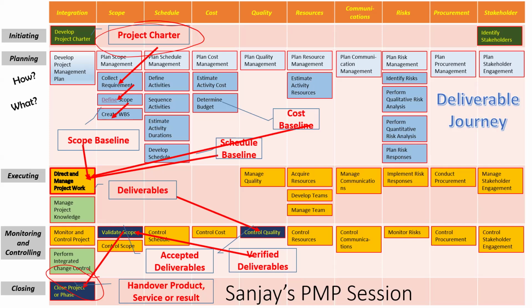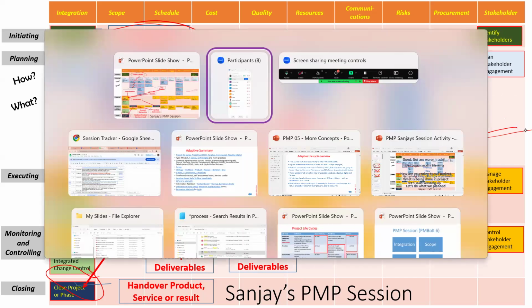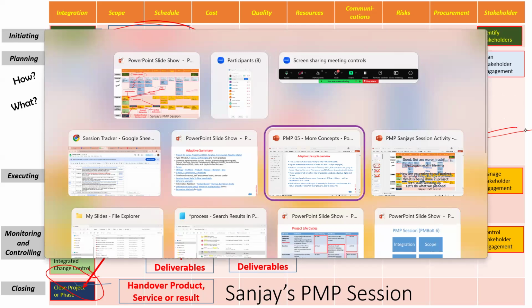All three baselines are created, deliverables are done, they are tested in control quality, shown to the customer, accepted deliverables, and finally handed over. So this is the deliverable related journey, wherever there is a deliverable coming into the picture. That was the intention of this animation, when I made that particular thing there.